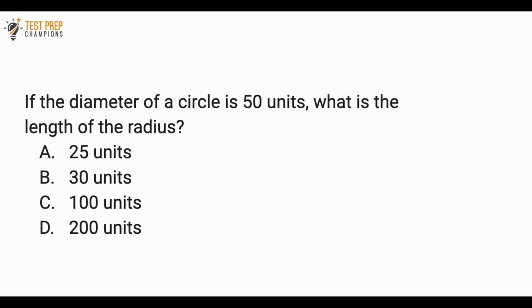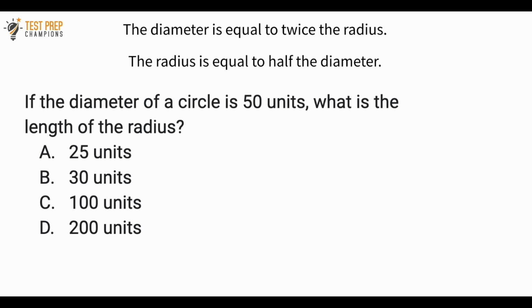there's two key points here to know about the diameter and radius. So the first point is that the diameter is equal to twice the radius, and the second point is that the radius is equal to half the diameter. So we can also write these out as equations. So the diameter is equal to twice the radius. We can say that d equals 2r. And we can also, since we know that the radius is equal to half the diameter, say that r equals half of d, or half times d.